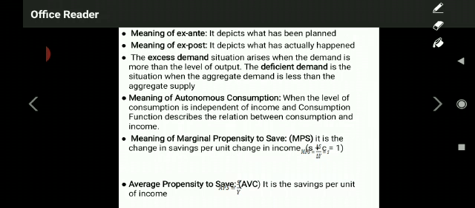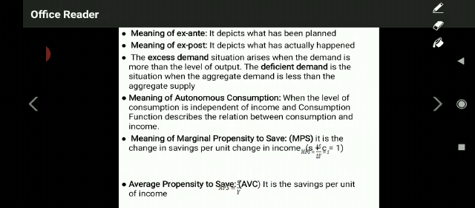Now let's look at the meaning of marginal propensity to save, MPS. It is the change in savings per unit of change in income. As our income changes, the amount saved in the banks and institutions, the amount of savings of an individual, what happens? It changes. That is called marginal propensity to save.